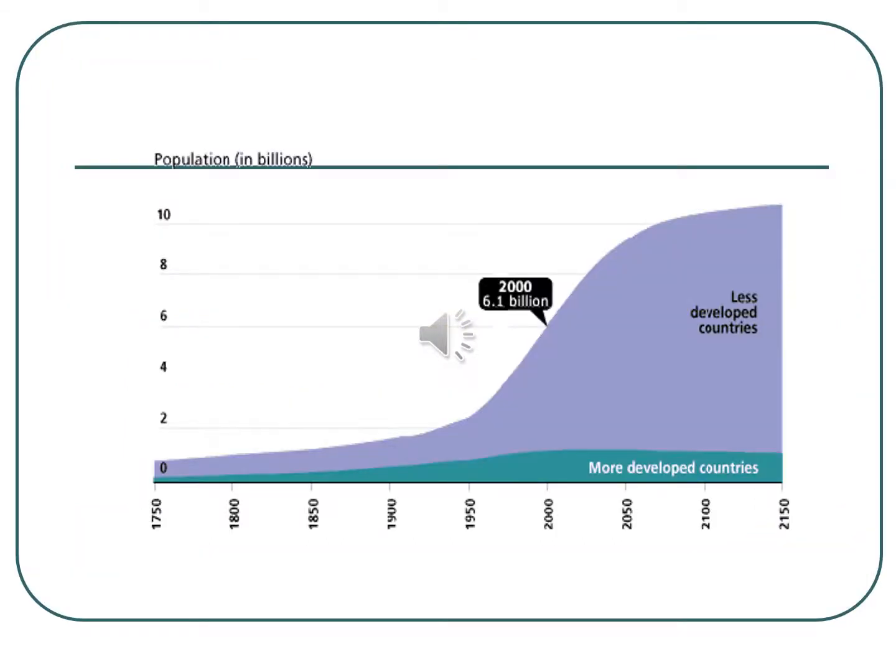This is a graph showing world population growth from year 1750 to present and projections until year 2150. You can see that the world population has been increasing very slightly from the 1750s until around the 1950s. Beyond the 1950s, there was a significant increase in the world population, with an estimated 6.1 billion in year 2000, and it is estimated to increase to over 10 billion in 2150, with the majority of the population from less developed countries.